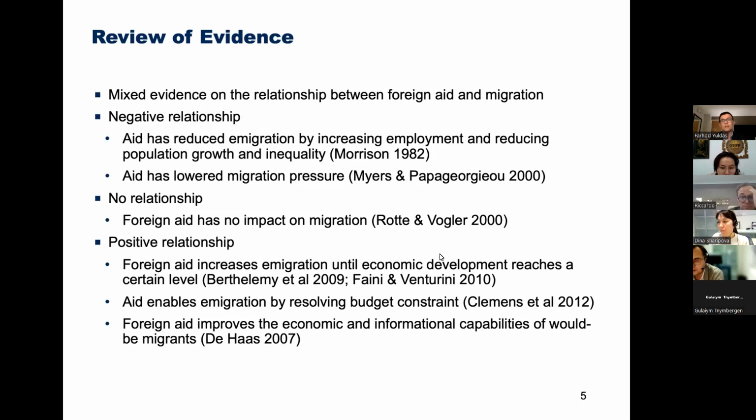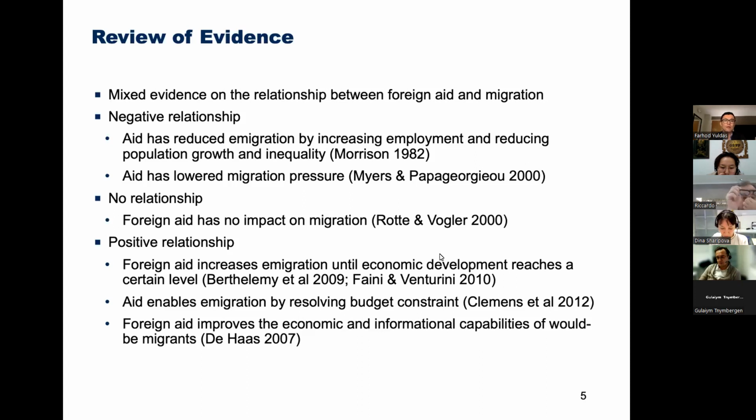They also looked at how aid might enable resolving budget constraints, and the aid projects that could really help with that are cash transfers, for example. In foreign aid, we know that there are some programs that put cash in the hands of people. That could help them buy airplane tickets, for example, if we're going to go that direct in terms of resolving budget constraints. But other studies looked at foreign aid improving the economic and informational capabilities of people who would then want to migrate.